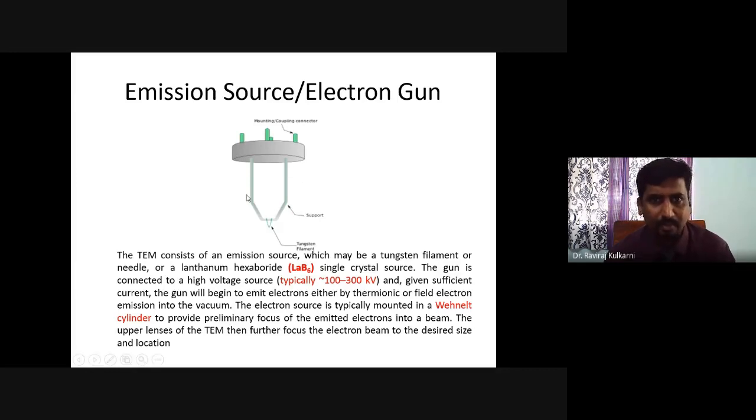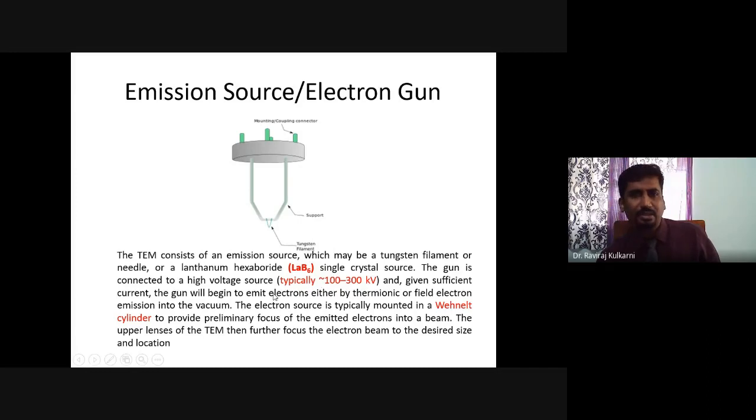So this is about the electron gun, and how we generate the electrons. Electrons are generated using a tungsten filament or a lanthanum hexaboride single crystal source. In the examination, you can draw this diagram. If the question is asked on the emission source or electron gun, you draw the diagram, then mention what crystal we use, lanthanum hexaboride or tungsten filament, and what the typical voltage we apply is, 100 to 300 kilovolt. Even if you write just this much, it is sufficient.